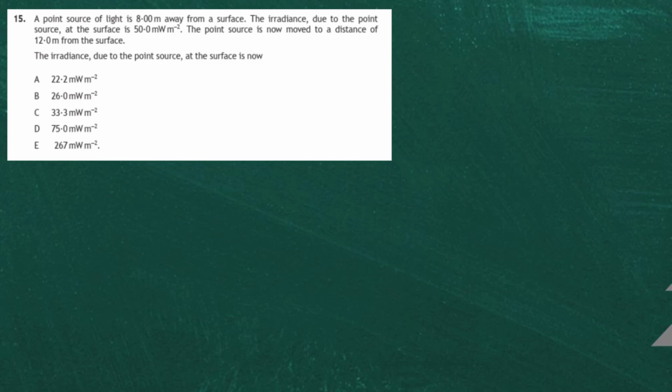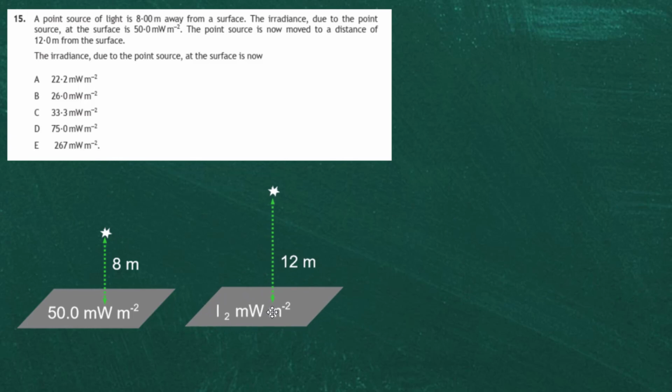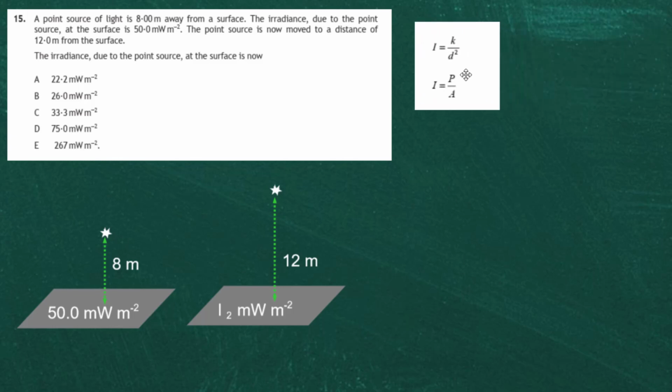Well, let's have a mental picture of what's happening. We have the source of light 8 metres above the surface, and the irradiance at the surface is 50.0 milliwatts per metre squared. We're now going to move the point source up to 12 metres, and we're going to work out the irradiance at that position. Well, we go to our Higher Physics relationship sheet, and we have two equations dealing with irradiance, and it's the top one we use, because irradiance is equal to a constant K divided by d squared. We're dealing with irradiance and distance, so it's obviously the top one we're going to use.